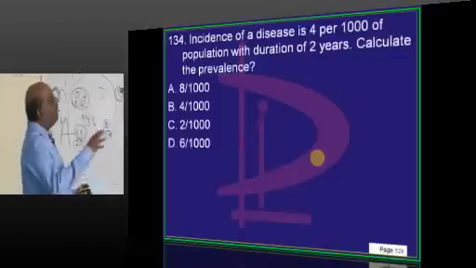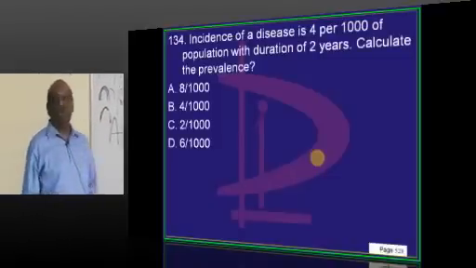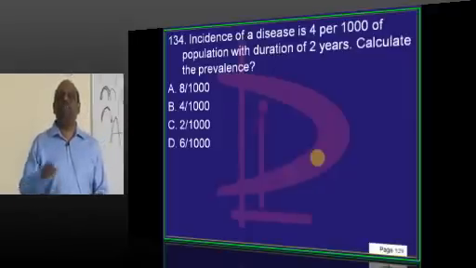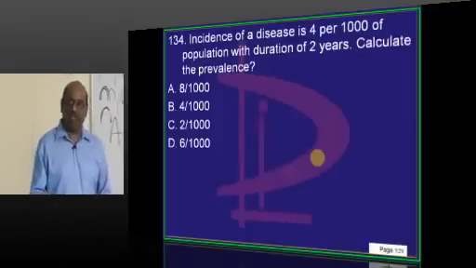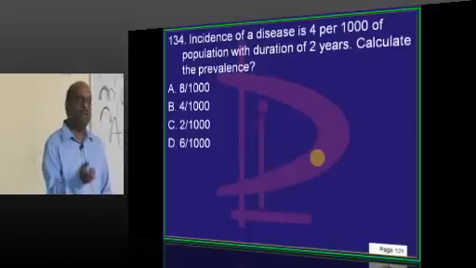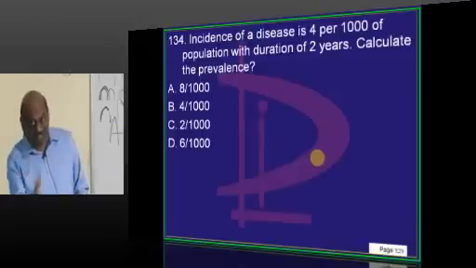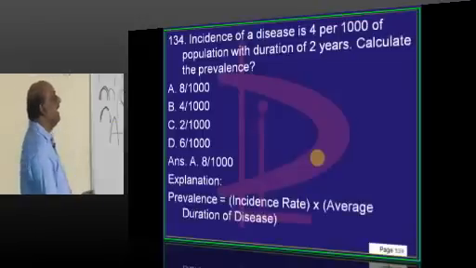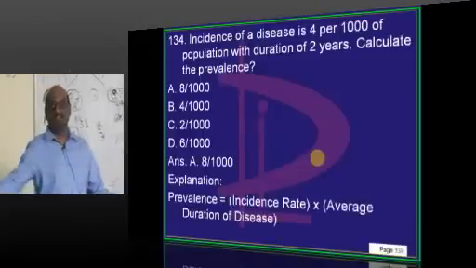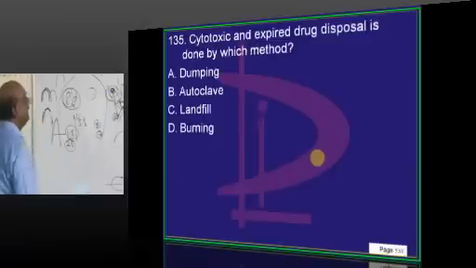Then the incidence is 4. Over 2 years, what is the prevalence? I think it's the cheapest question. If you answer this, fine; otherwise you have to go and pass SPM once more. Exit exam, right? Incidence into duration is prevalence.